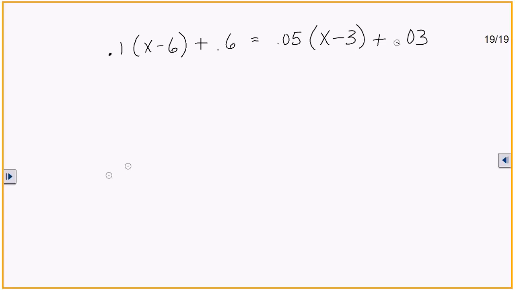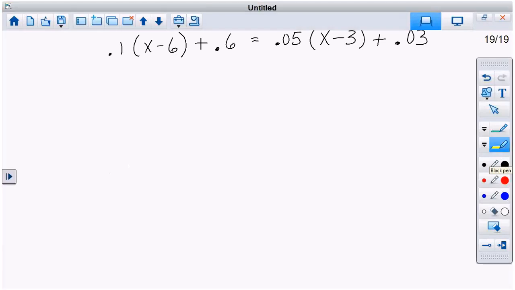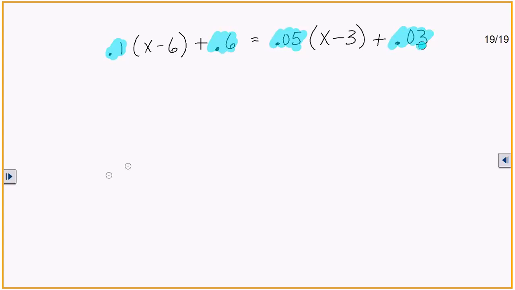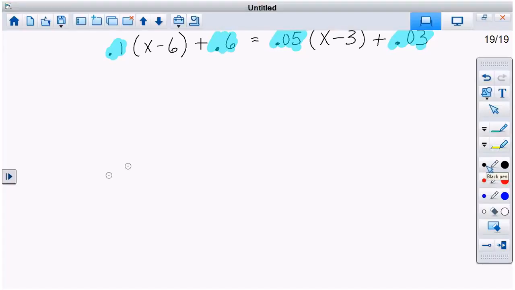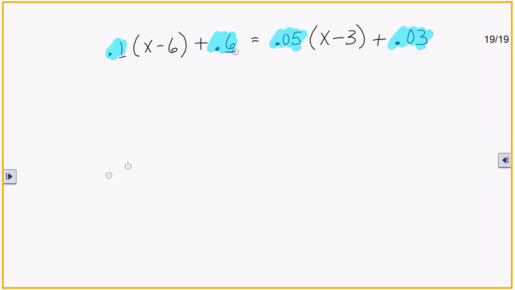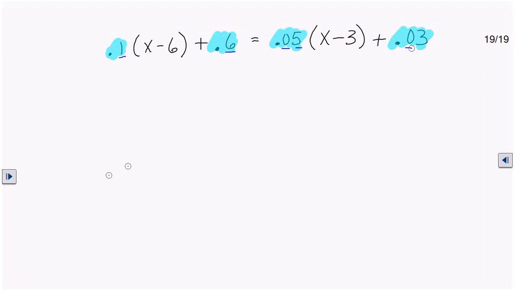Okay, there's our problem. The first thing we're going to do is highlight all of the decimals that are in play. If there were decimals in the parentheses, you can't do anything with those until you distribute. So we're not going to worry about what's in the parentheses right now. Now you decide, what's the furthest place value? Well, this one's the tenth. This one's the tenth. This one's the hundredth. This one's the hundredth. So the furthest place value is the hundredth.